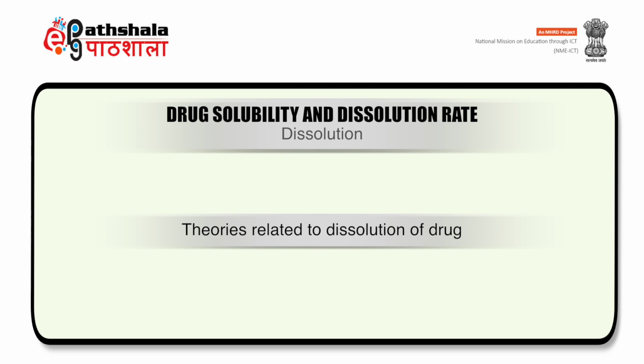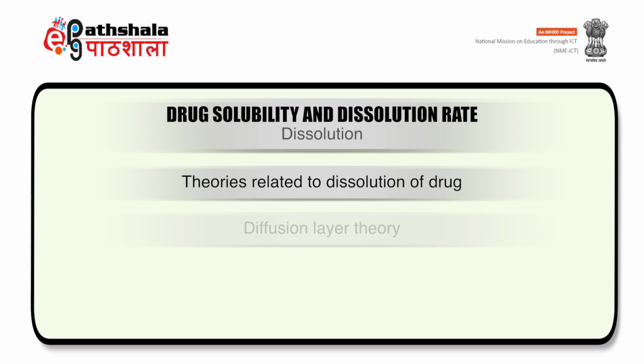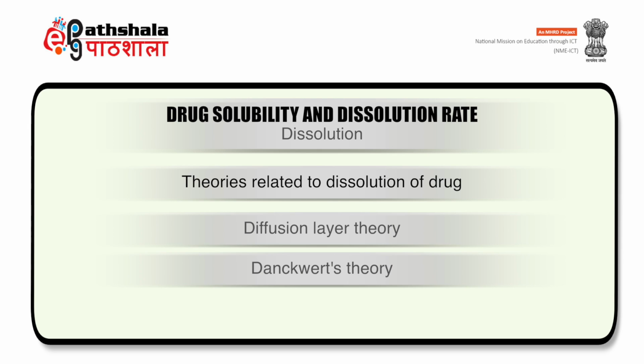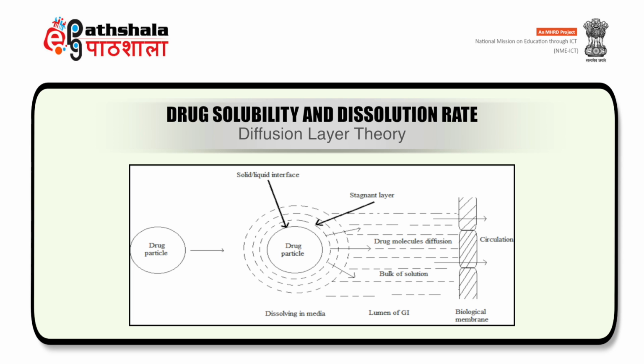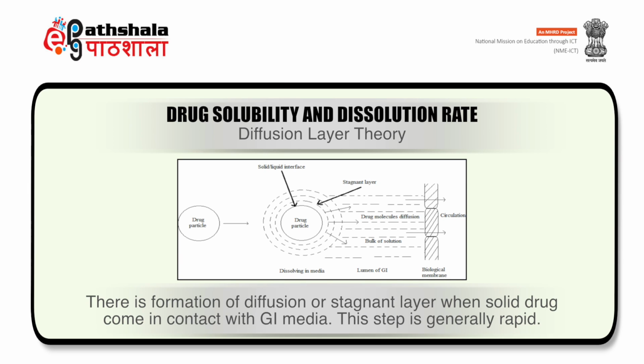There are various theories which are related to the dissolution of the drug, and the three important theories are the diffusion layer theory, the Danckwerts' theory and the interfacial barrier theory. So let us understand in detail about the diffusion layer theory. This theory consists of two steps as shown in figure 2. In the first step, there is formation of a diffusion or stagnant layer when the solid drug comes in contact with the GI medium. The diffusion layer forms at the solid-liquid interface. This step is generally rapid.